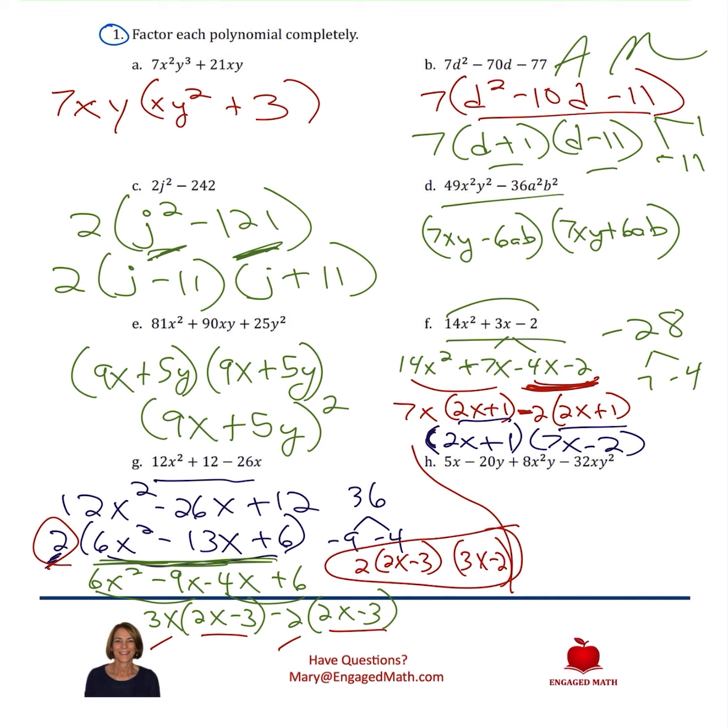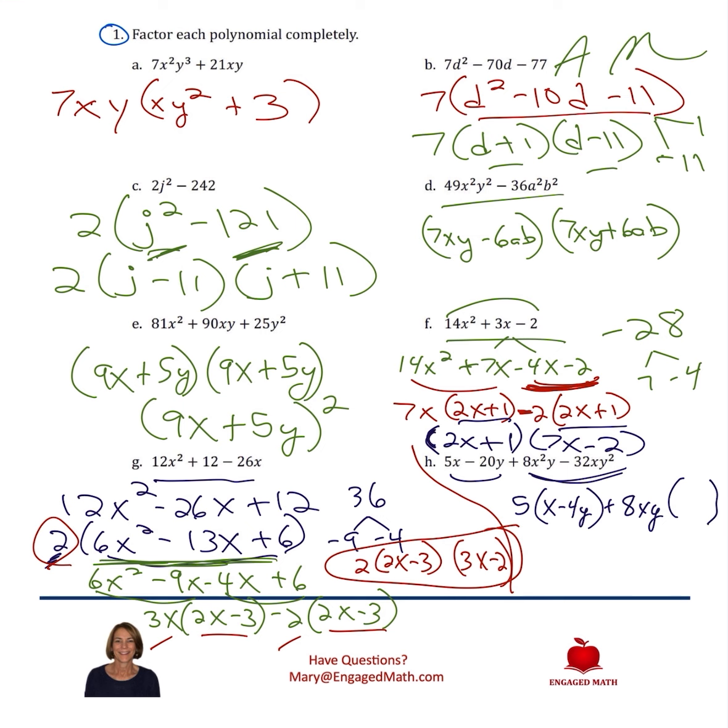Okay, let's go to H. And for H, what we're really doing is we're going to say there are 4 terms. So when there's 4 terms, we're looking to group 2 and 2. From those first 2 terms, we're going to take out the greatest common factor of 5. And so we have 5 times x minus 4y. And then from these 2 terms, the greatest common factor is going to be a positive 8, and then we have x to the first, y to the first.